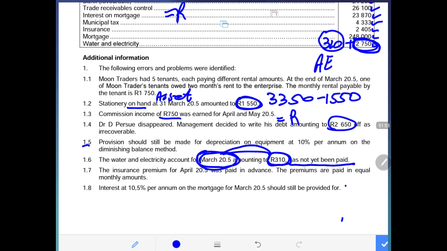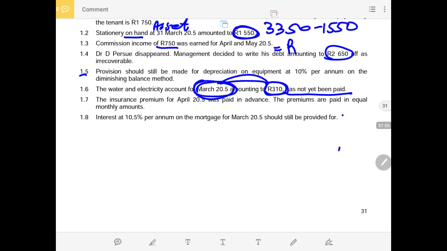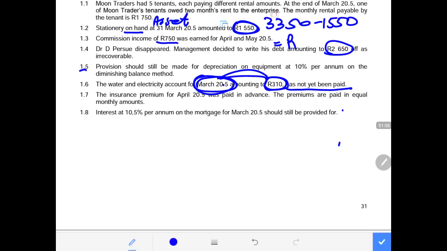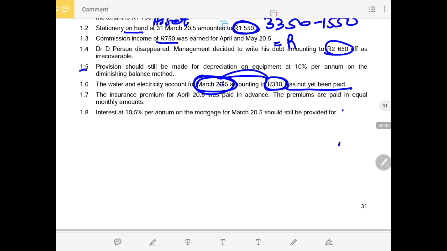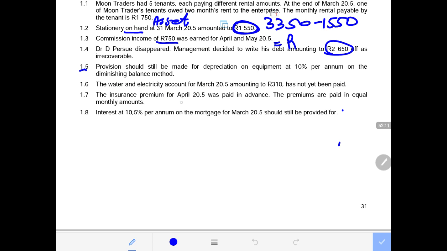We are now approaching the end, even before the end of the hour. Approaching the end, and it says 1.7. That is where we are. 1.7 says that now we are under the insurance. The insurance premium for April. Wait, for April.